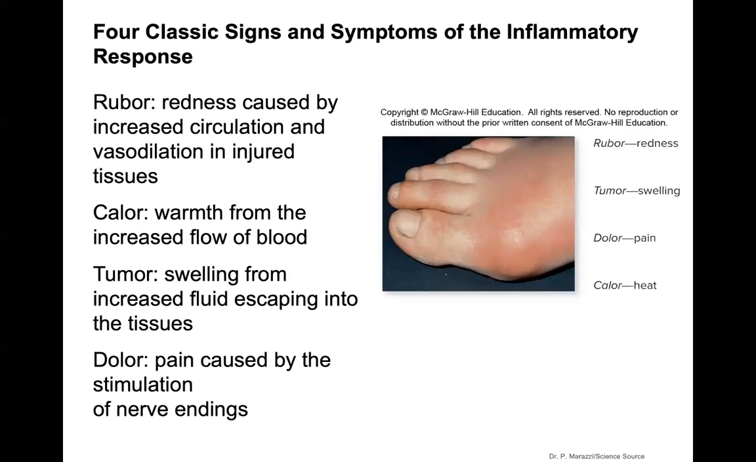Four classic signs or symptoms of the inflammatory response. In addition to phagocytosis, inflammatory response is another immune response. And there are 4 things. We have rubor, this is redness that's caused by increased circulation and vasodilation in the injured tissues. Calor, this is the warmth from the increased flow of blood. Tumor, this is swelling from the increased fluid that has escaped into the tissues. And dolor, this is the pain that's caused by stimulation of the nerve endings.